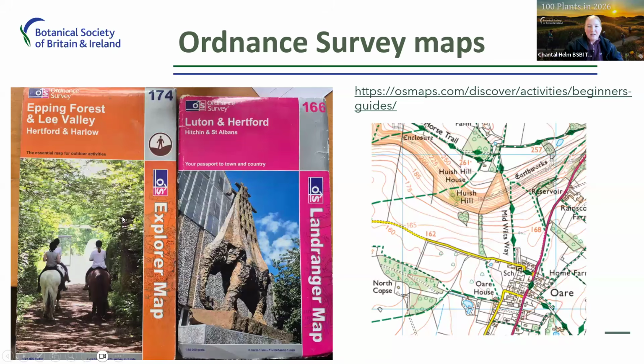As I said earlier, we've got the Explorer maps, which is 1 in 25,000, I think, and then the Land Ranger maps, 1 in 50,000 there. And then this is obviously what the OS maps look like.